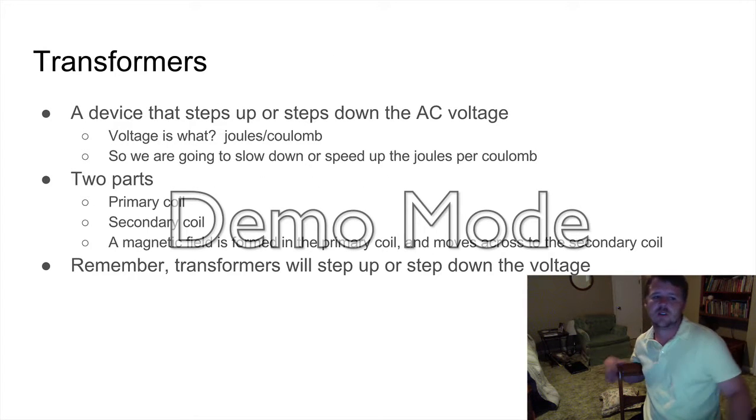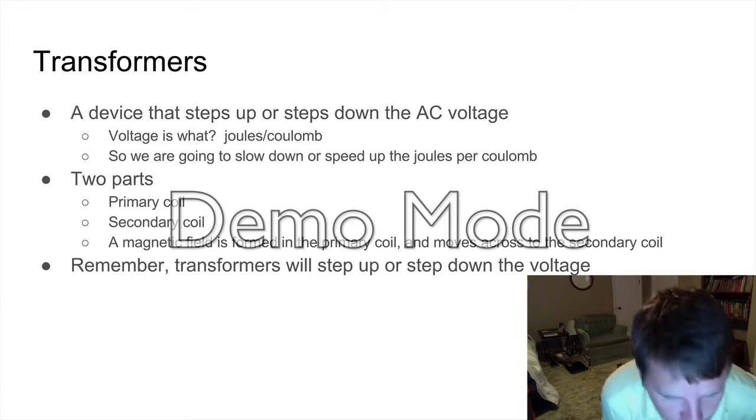Two slides left. Transformers. A device that steps up or steps down the AC voltage. Voltage is what? Joules per coulomb. So you're going to increase or decrease the number of joules per coulomb they're going through that line. So how do they do that?